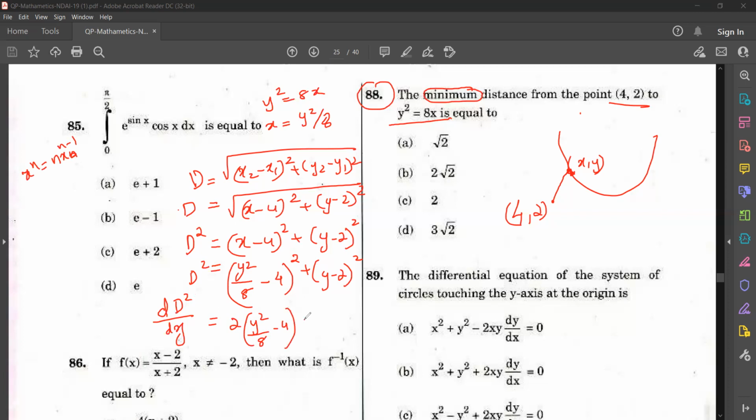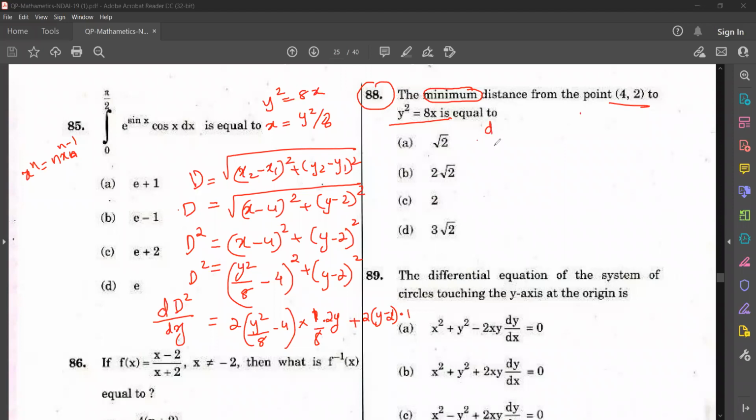that is 1, into the derivative of y square by 8, that is 1 by 8 into 2y. Then the derivative of 4 is 0. Plus, how would I take the derivative of this one? That would be 2 into (y minus 2) into the derivative of (y minus 2), which is 1 minus 0, that is 1. I'm just rewriting this here.